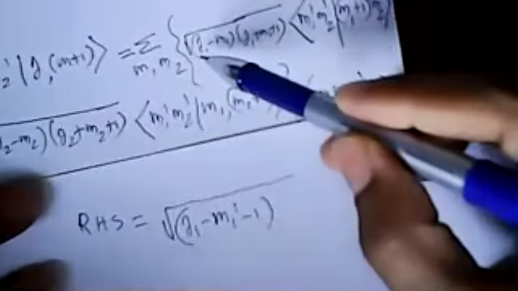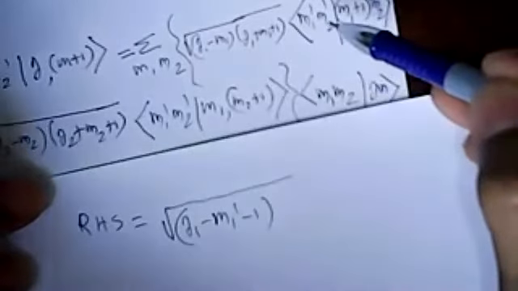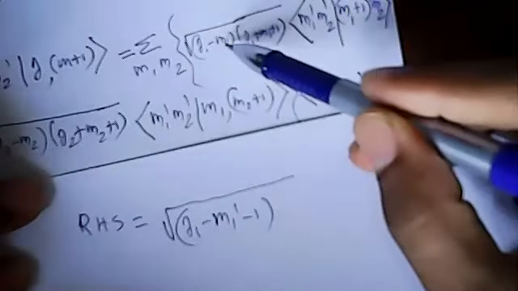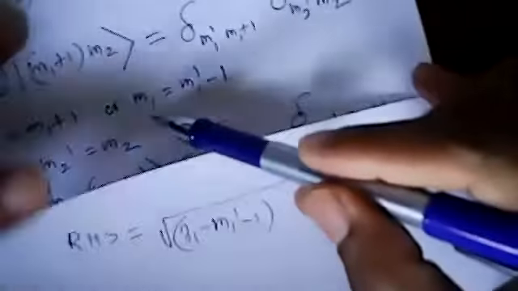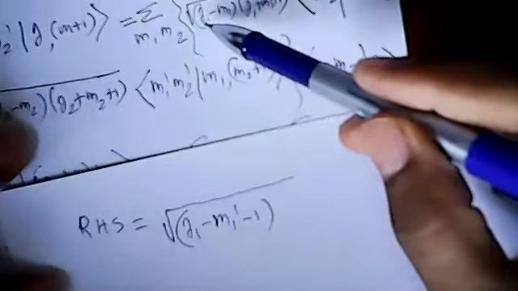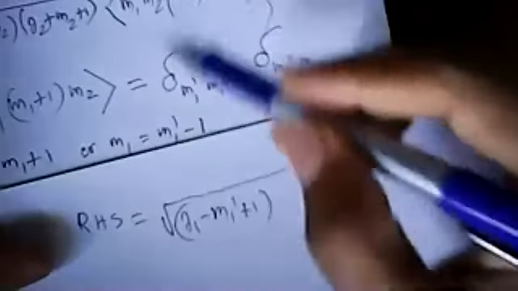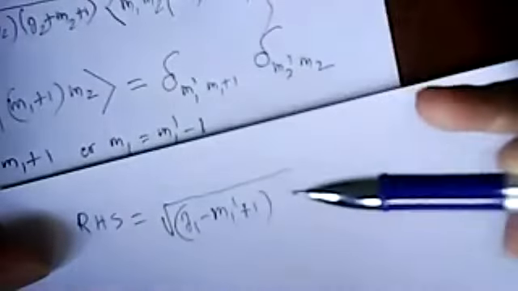You can see that I am writing this one, root of j1 minus m1. But for this first term, the existence of Kronecker delta, m1 equal to, what is the condition? m1 dash minus 1. So I am writing that here, j1 minus m1 dash minus 1. So that becomes m1 dash plus 1. This is minus m1 dash, so minus m1 dash plus 1.